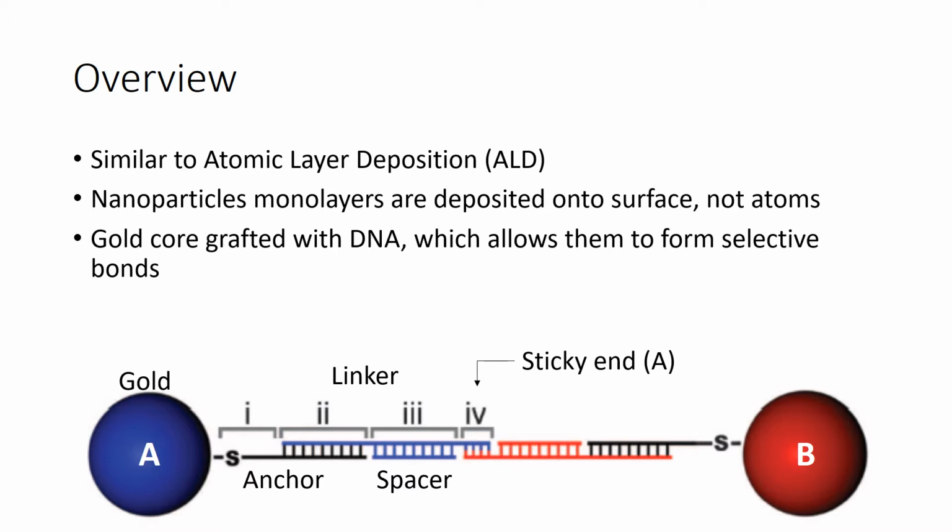This sticky end is what allows us to form bonds with other nanoparticles by hybridizing to a sticky end on the other nanoparticle. Now, in this schematic, we've shown one DNA complex connecting the two nanoparticles together. But in reality, the nanoparticles are coated with DNA, so the bond between them is composed of many different DNA complexes.